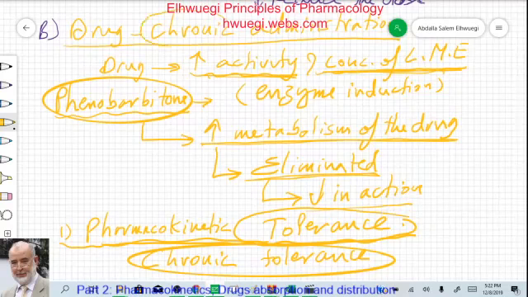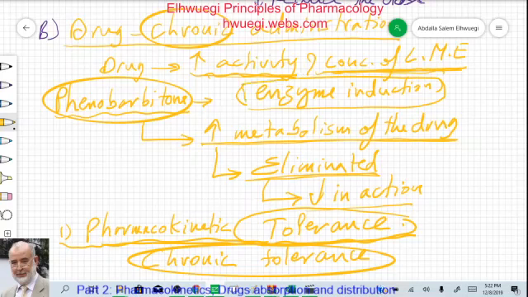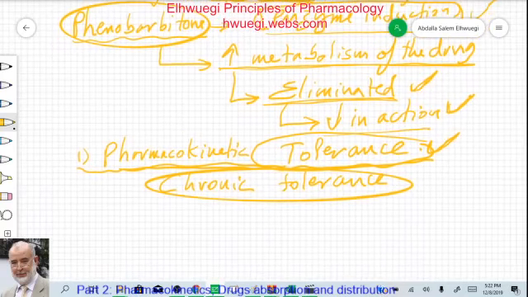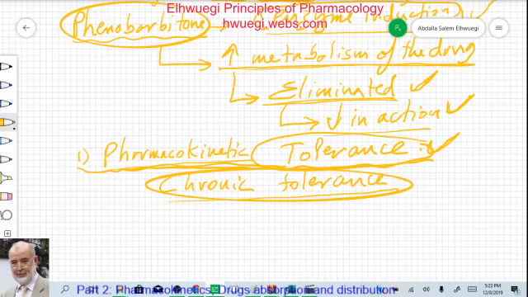If I take the drug chronically, the drug itself will increase the activity and the concentration of liver microsomal enzyme. We call it enzyme induction. This enzyme induction will result in faster elimination of the drug, i.e. decreasing the action of the drug. We call it tolerance. Tolerance took place at the metabolic site. That's why it's known as pharmacokinetic tolerance or chronic tolerance. Okay?